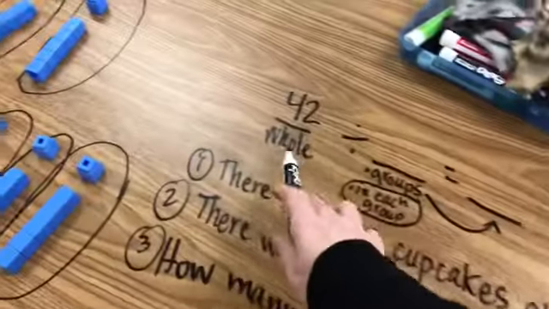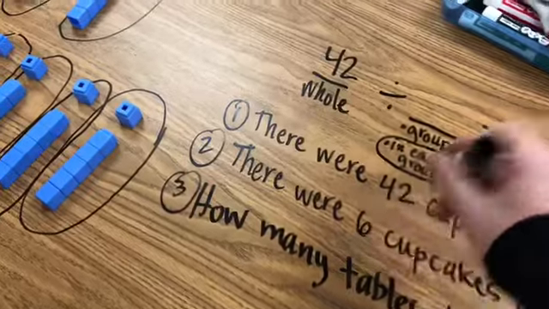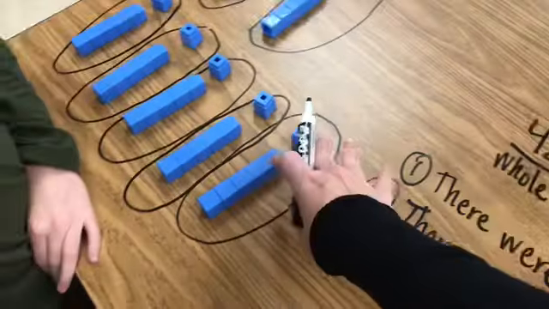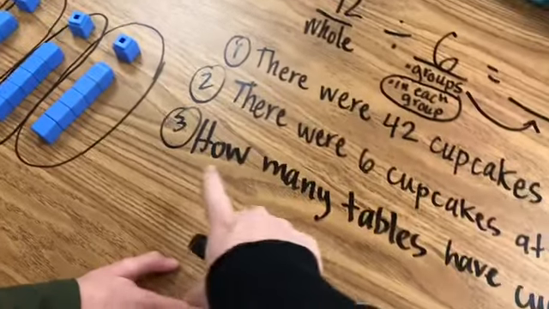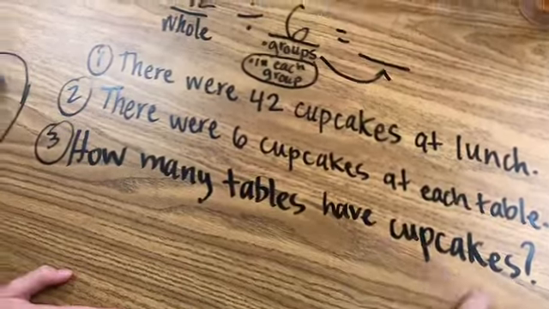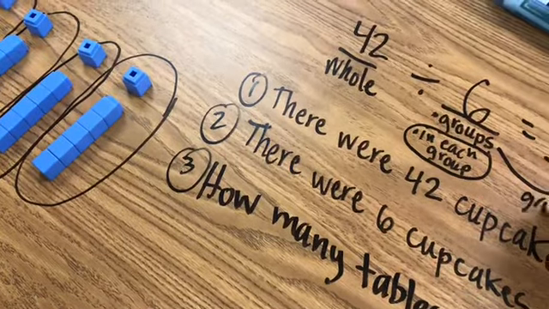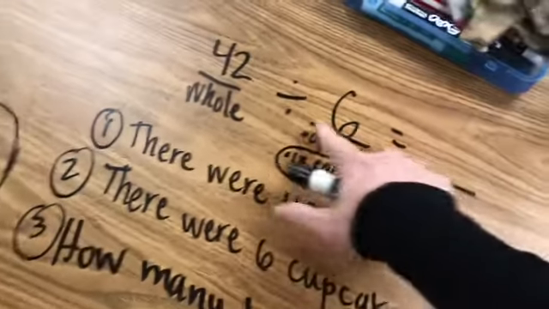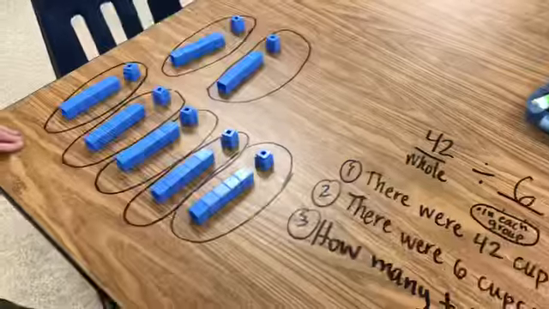So there were 42 cupcakes at lunch. That's my total number of cupcakes. There were 6 cupcakes at each table. I told how many were in each group, right? So I did 42 and I split it up into groups of 6. And then my question was how many tables have cupcakes? So that would be how many groups I made, right? I'm going to move my groups over. And we said that's 7 tables, right? Does that make sense? Yeah.